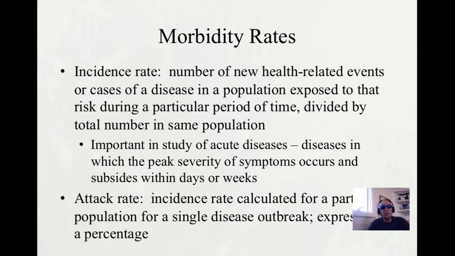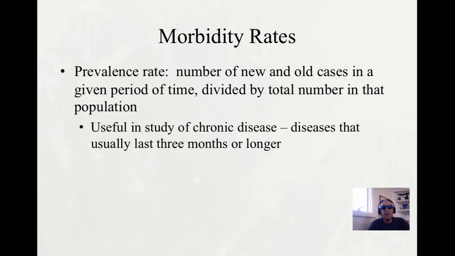We also use the language called attack rate. Incidence rate is calculated for a particular population in a single outbreak. So we want to know what was the percentage of attack at a particular time. Morbidity prevalence rate is the number of cases that we find. And it's very useful to study chronic diseases in the population.